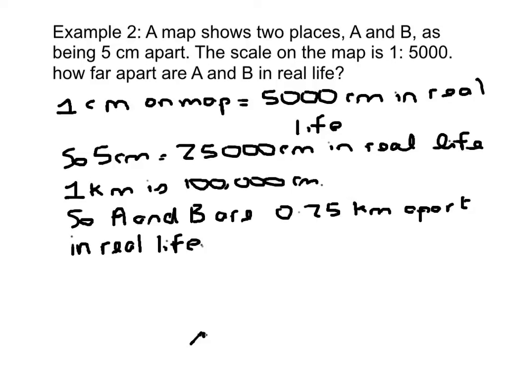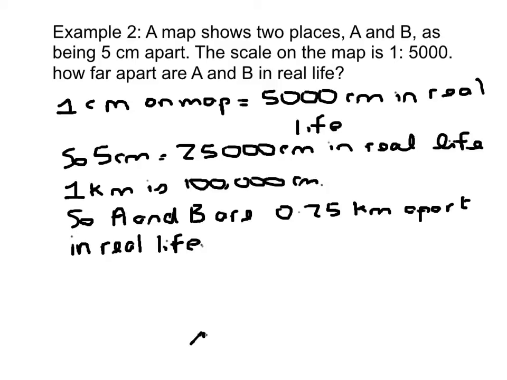So, we know that on the map, 1 centimeter equals 5,000 centimeters in real life. So, if A and B are 5 centimeters apart, to find out how far apart they are in real life, we just multiply the 5,000 by 5, and we get 25,000 centimeters in real life.